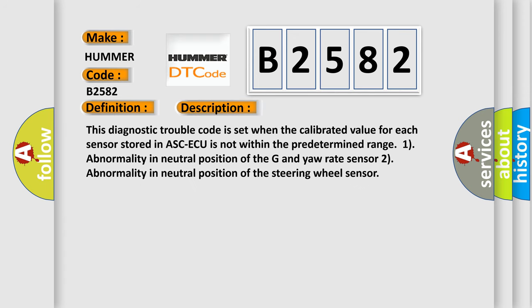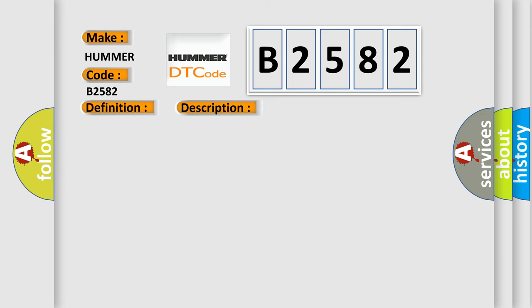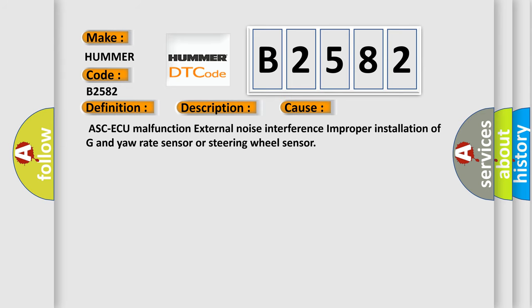This diagnostic trouble code is set when the calibrated value for each sensor stored in the ASC-ECU is not within the predetermined range. 1, abnormality in neutral position of the G and yaw rate sensor. 2, abnormality in neutral position of the steering wheel sensor. This diagnostic error occurs most often in these cases: ASC-ECU malfunction, external noise interference, improper installation of the G and yaw rate sensor or steering wheel sensor.